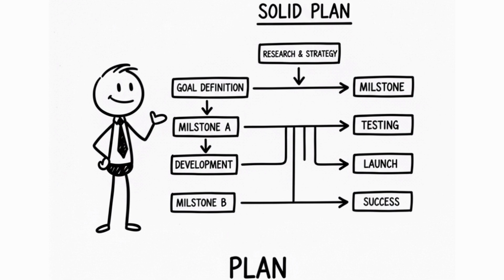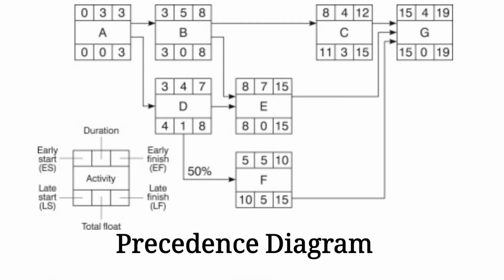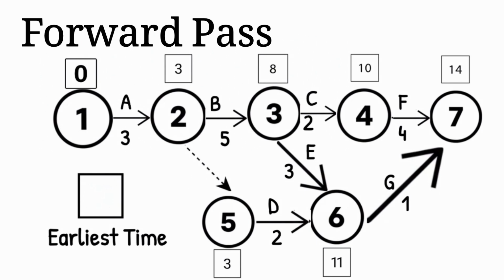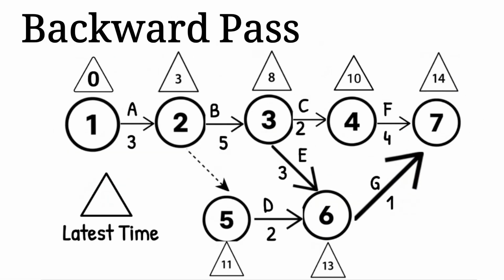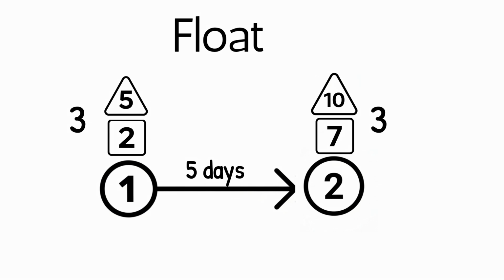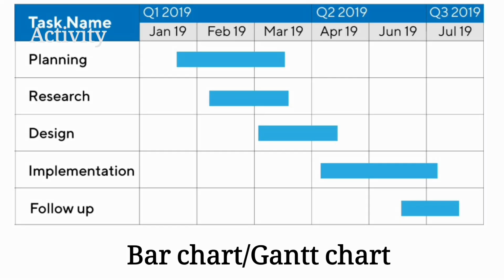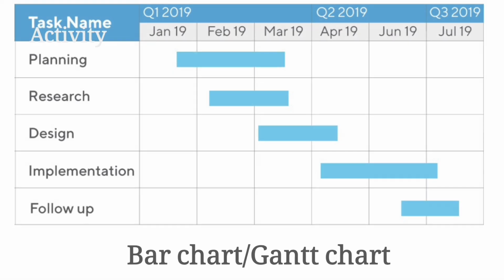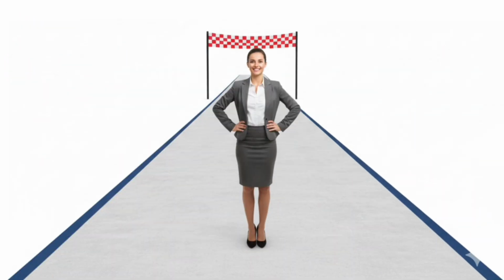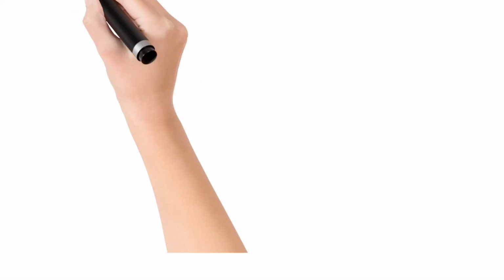To quickly recap, project planning organizes complex work. We use networks like Arrowhead and Precedence diagrams to visualize it. Analysis through forward and backward passes reveals start and end times. Float identifies flexibility, and the critical path identifies non-negotiable sequence. Gantt charts provide an easy-to-read timeline. Mastering network analysis doesn't just help you plan a project, it gives you control, reduces uncertainty, and provides a clear, logical framework for success. It transforms a daunting challenge into a manageable sequence of steps.